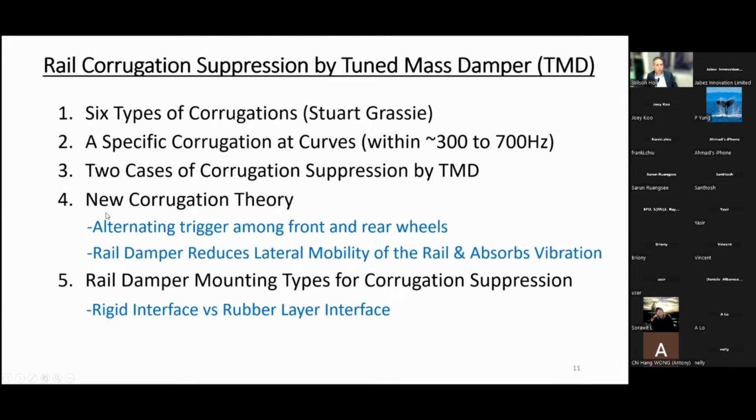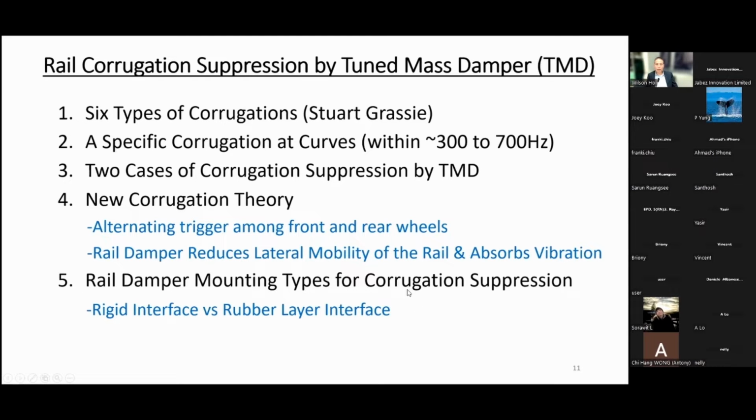Then we will talk about a new theory explaining why the corrugation noise occurs around 500 Hertz and why the wheel damper can effectively reduce the corrugation. We call it alternating triggering among the front and rear wheel. Then we also have some animation on the wheel damper reducing the lateral mobility of the wheel and absorbing the wheel vibration. At last, we talk about two different types of wheel damper mounting for corrugation suppression.